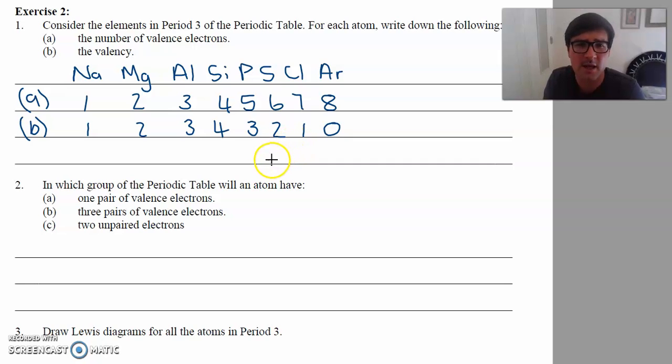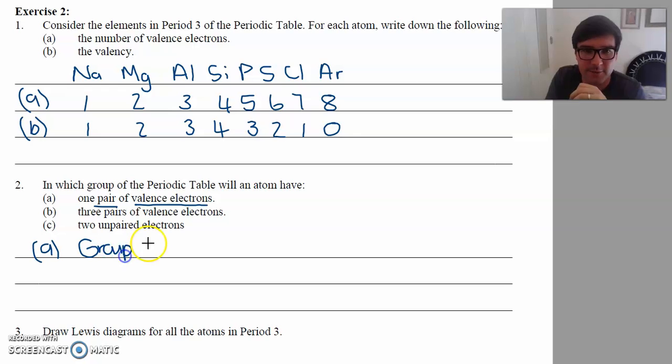Now, question 2 says, in which group of the periodic table will an atom have one pair of valence electrons? Now, one pair of valence electrons, remember, if you think of your electron configuration, they pair up, in pairs, before you start putting them in the p orbitals. Now, a pair of electrons is 2. A pair of valence electrons means that it will only have 2 electrons in the outermost energy level. So that will be group 2 of the periodic table.